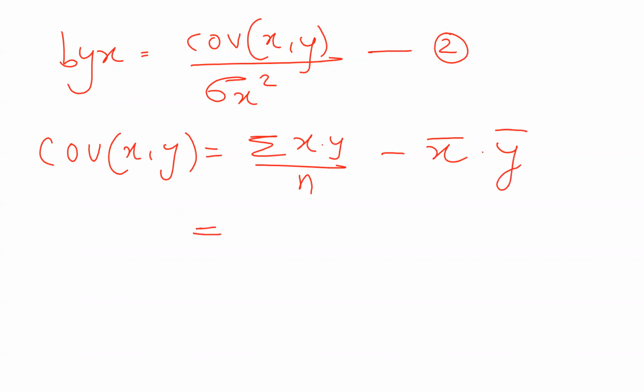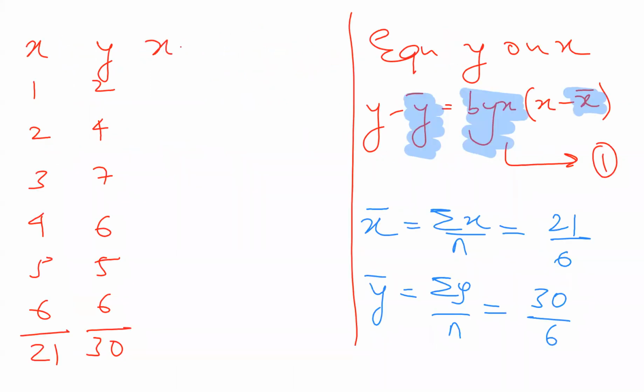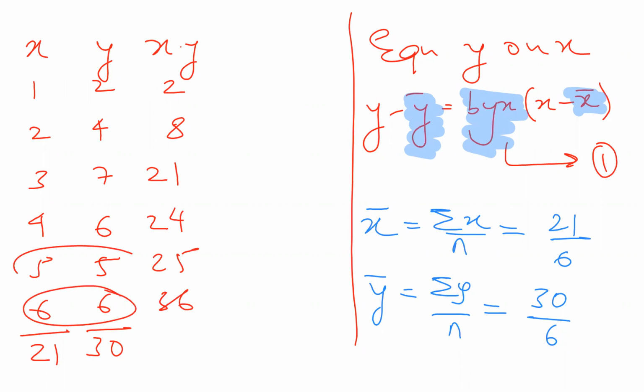Wherever there is summation, you have to consider that as the next entry in our table. So summation is beside xy, so create a column of xy. So 1 into 2, that is 2. 2 into 4, that is 8. I'm multiplying these quantities. Then again 3 into 7 we need to do, 21, 24, 25 and 36. So I'm basically multiplying the two numbers over here. The total of this is 116.